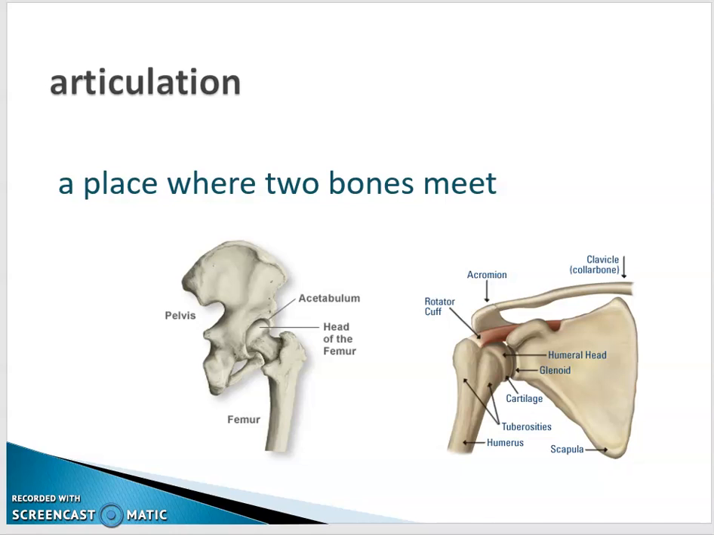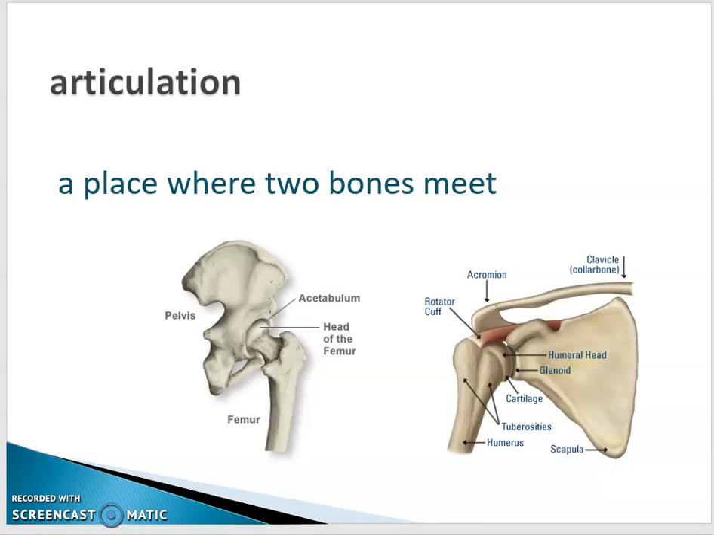Here is a word, though, you are going to be tested on, so definitely catch this one. Articulation is a place where two bones meet. So we often call it a joint. And orthopedists, primarily when it comes to joints, they deal with three, really. They deal with shoulders, hips, and knees.